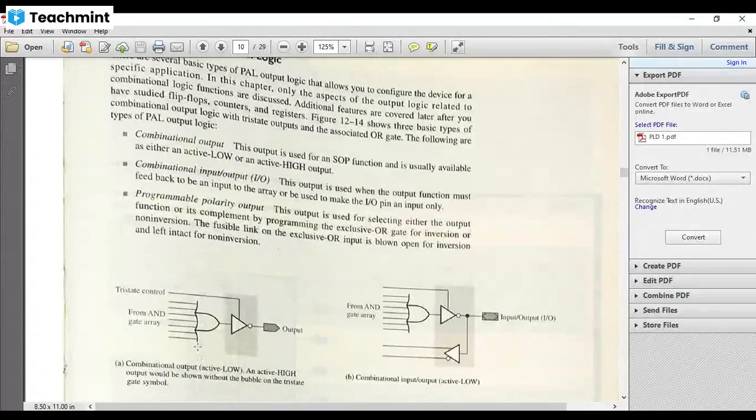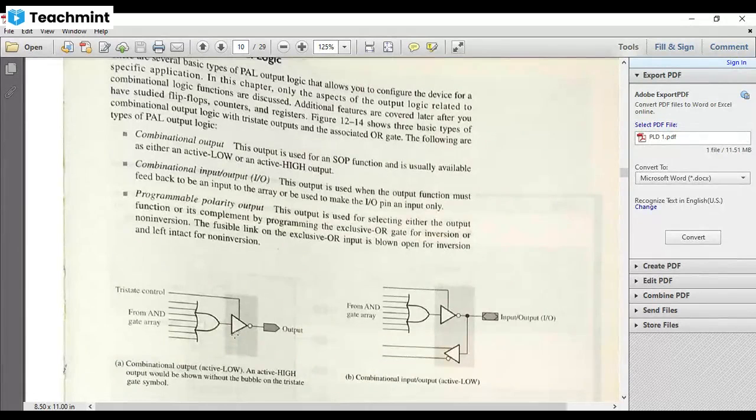So what is this combinational output? It is the sum of product function. This output utilizes the sum of product function, and it is always available as an active low or active high output. It depends upon what type of tri-state buffer we are going to utilize there.